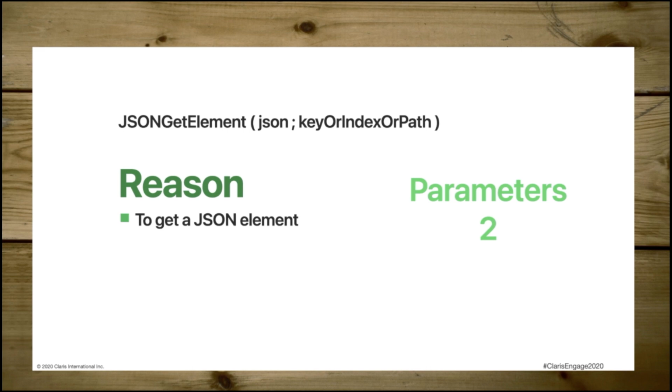JSON get element basically gets just one element of the JSON, and that could be a value or it could be a nested level of JSON. This is similar to JSON list values, but instead specifically gets one at a time. Sometimes we need to only get one value at a time instead of a whole list, or if we need to get more than one, we can use this within a loop, and it has the advantage of more flexibility than JSON list values.